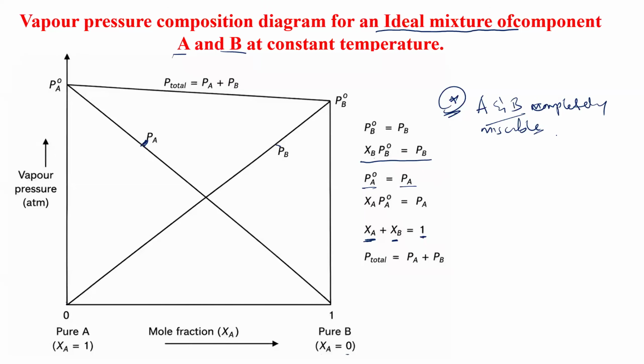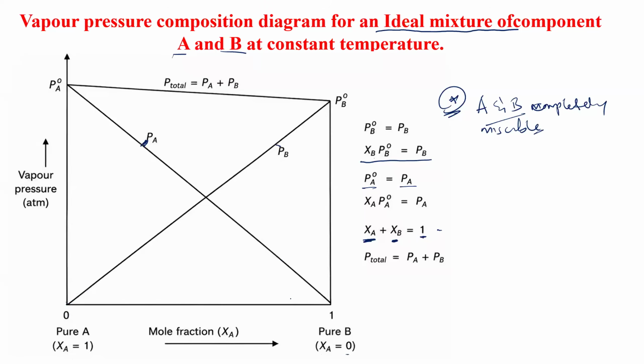Then the mole fraction of A and that of B: the maximum will equal 1. When you look at this end, the mole fraction of A is 1, meaning that for B it is 0 at this point. If X of A is 1 at this point, then B is 0 at that point. So as one keeps decreasing, the other is increasing.